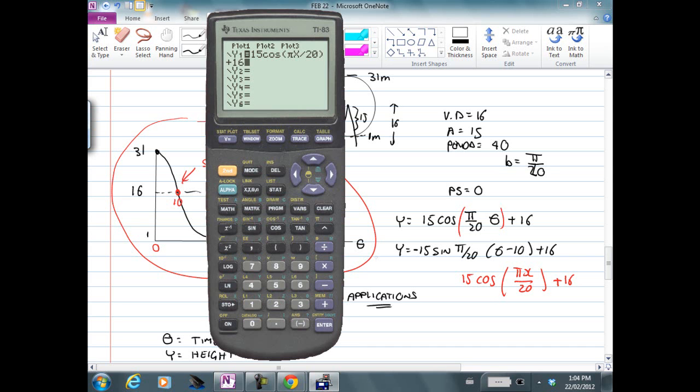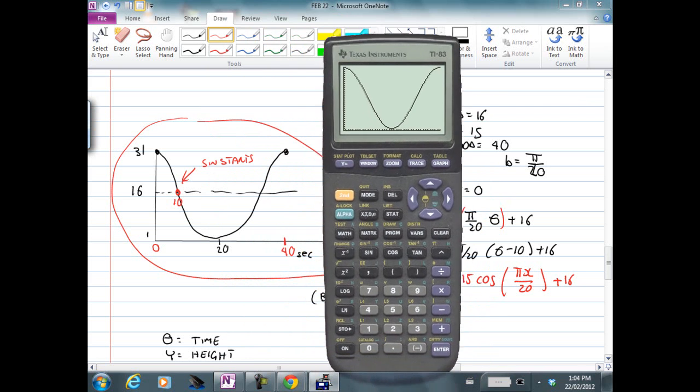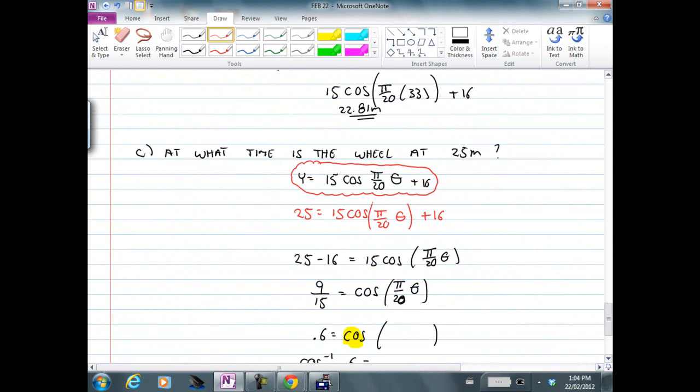If you look at that, it should match exactly to my rough sketch. There's your nice graph. But the question asks, at what time is the wheel at 25 meters? Once you have your graph, hit y equals again for me, please. It brings you back to the screen.